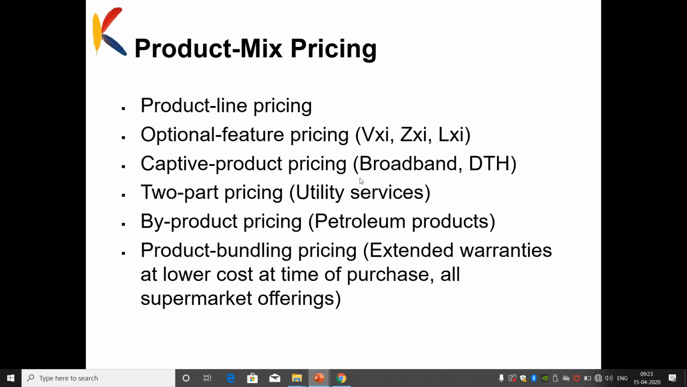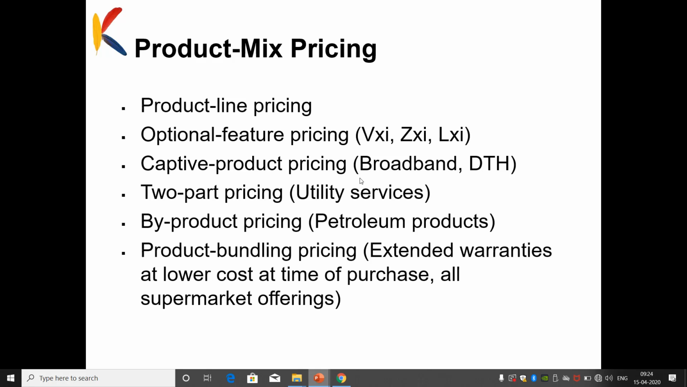There is also product mix pricing, which is very important. Again, in a product line, different items have different pricing strategies in order to cater to the low end customer as well as the premium customers. In the same way, some companies adopt optional feature pricing. So the basic product will be at low cost. If you want an additional feature, then you need to pay an extra price. We often see it in the automobile industry, with variants like LXI, ZXI, VXI, and so on.